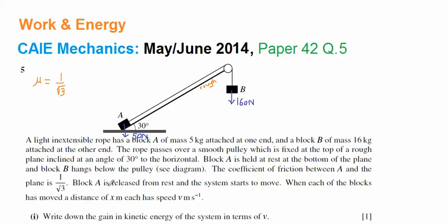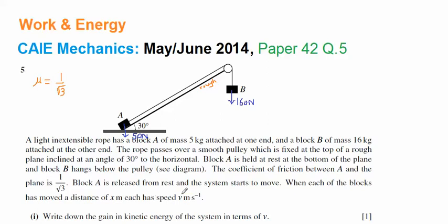They are saying that block A is released from rest. B is heavy, so it will move downward, and the weight component of A along the plane is quite smaller than the weight 160 Newton here. So that's why object A will move up the plane and B will move vertically downwards when A is released from rest. When each of the blocks has moved a distance x meters, each has speed v meters per second.